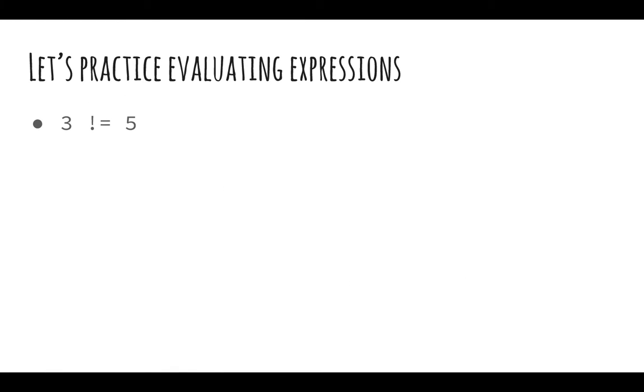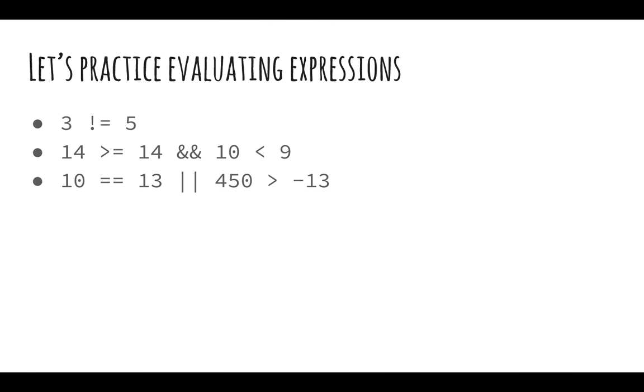So for practicing evaluating expressions, 3 not equal to 5, I'll give you a minute to figure that out. And the answer is that one is true, right? Because 3 is not equal to 5. When we check 14 greater than or equal to 14, that evaluates to true. 10 less than 9 is false, so true and false evaluates to false. Then we have 10 equals 13, that is false, or 450 greater than negative 13, that is true. False or true evaluates to true.